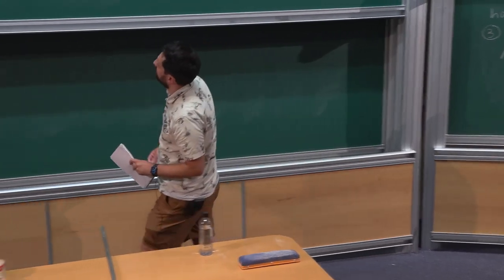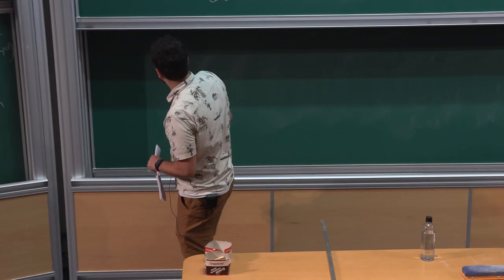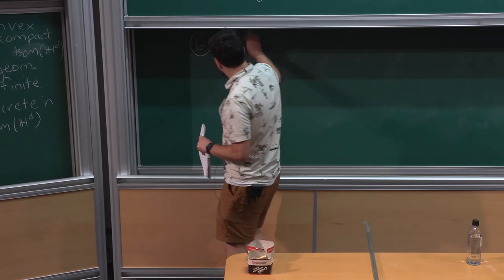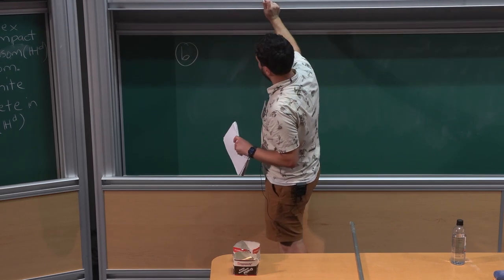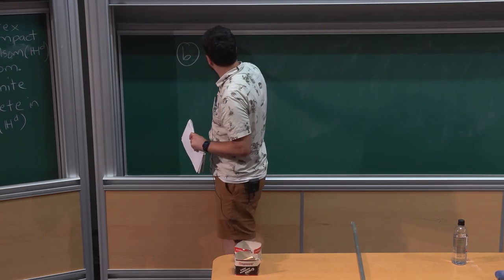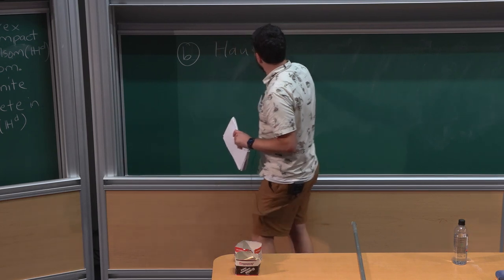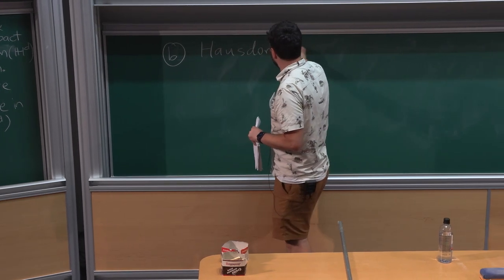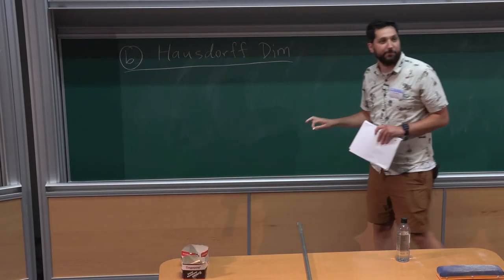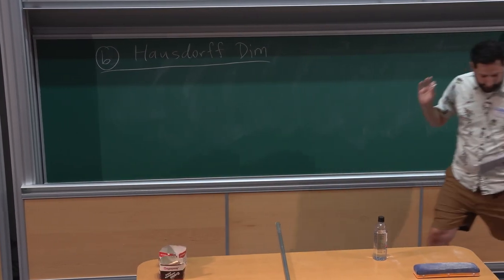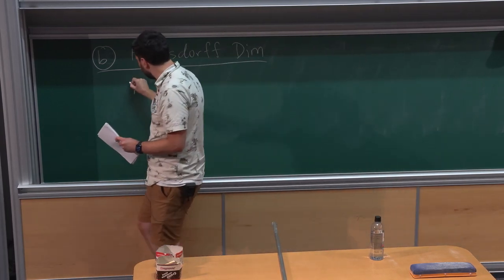Okay, so that's the first set of results. So now, I don't know if people can see this in the shadows. So the next thing I want to talk about is Hausdorff dimension. It's kind of too bad because I think the next mini course lecture will also talk about this in the Anosov case. So I'll try to say something intelligent here.